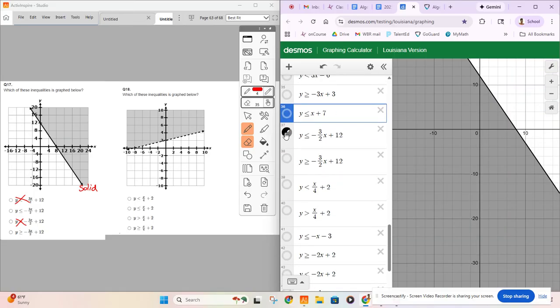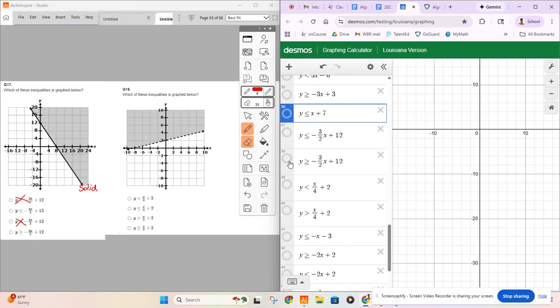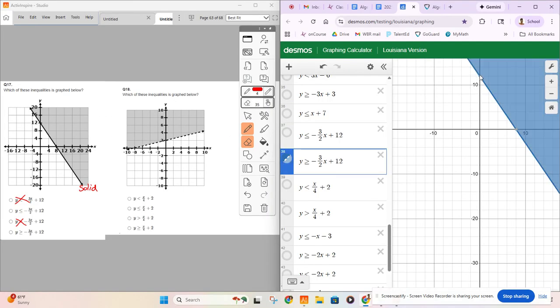Here's the first one. That is not the same as this. This has the shading going up towards the right. This has it going down towards the left. Try that last option, and that is what this graph looks like. I see that it goes through 12 and 8, just like this one. It's going through the 8 and the 12, and it's shaded on this side of it. So that tells me that this is the correct one.